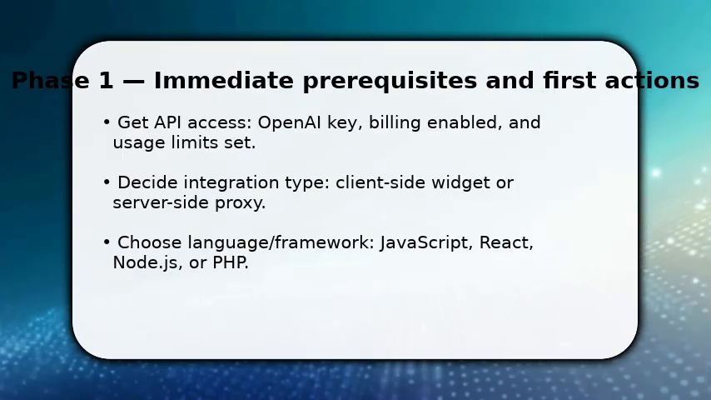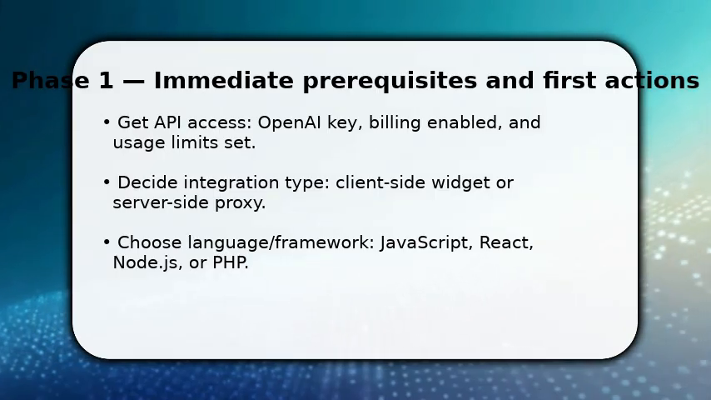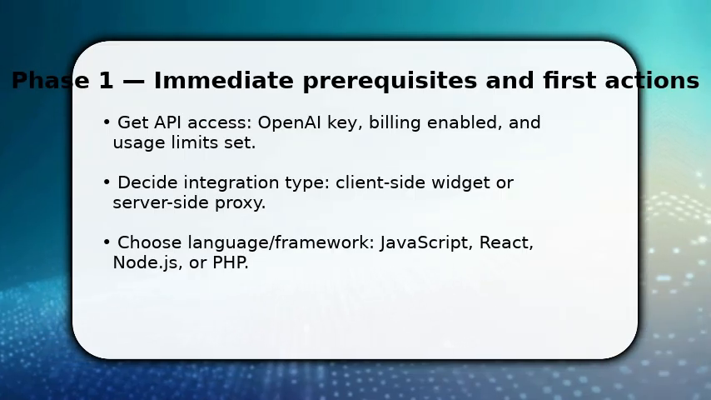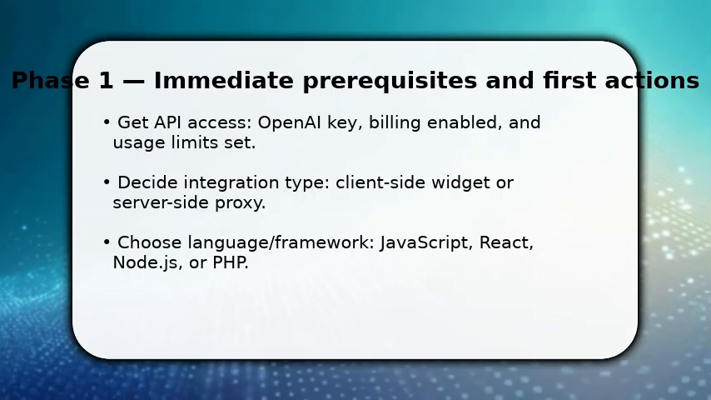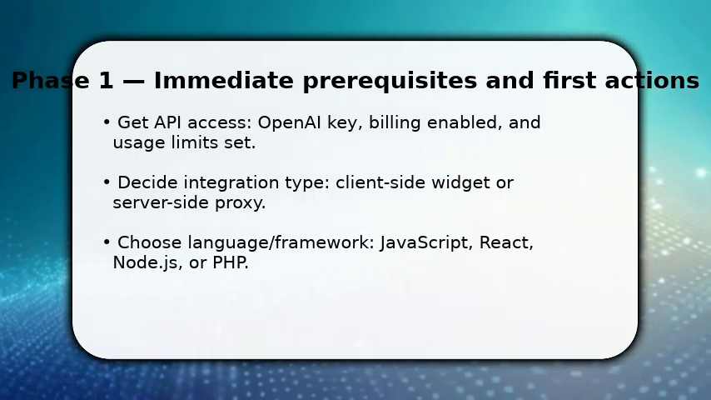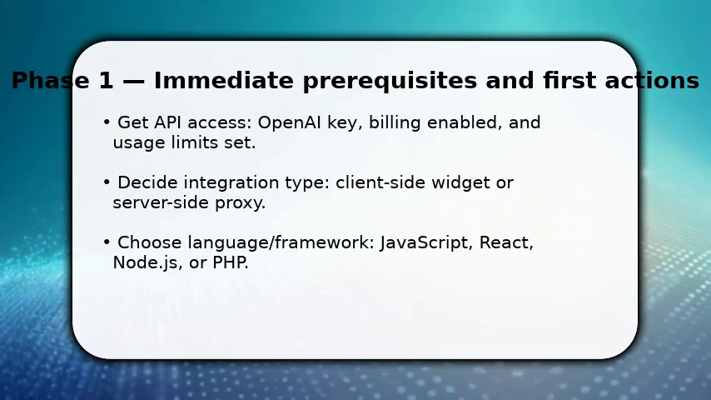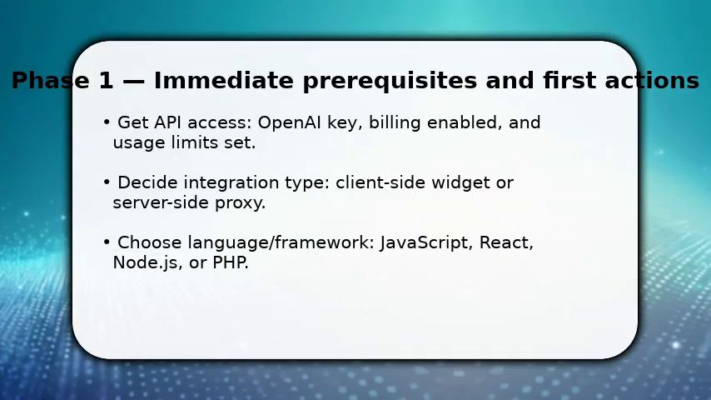You start by confirming prerequisites: an OpenAI API key, billing active, and a basic site repo. Once done, decide whether you want a client widget or a server proxy for security, because exposing keys on the browser is risky. Make sure to pick your stack: plain JavaScript or React for front-end, Node.js or PHP for back-end, so you can install SDKs and plan routes.